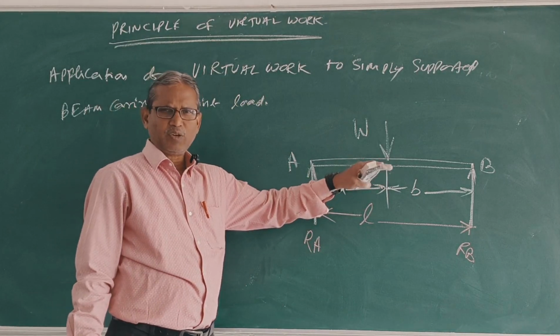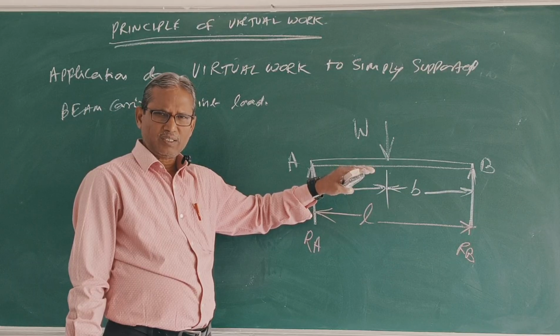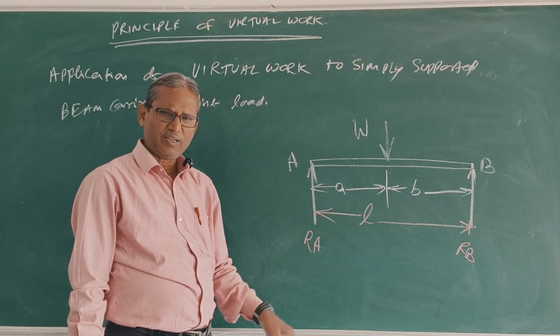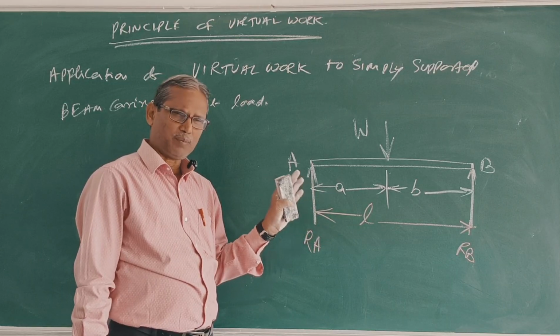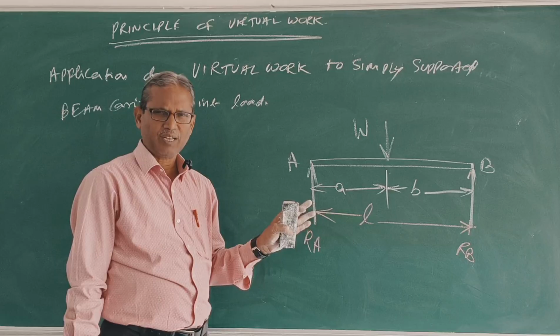The beam is in equilibrium condition. We have already calculated this RA and RB by equating sigma Y and sigma M. Now I will apply here the principle of virtual work. Clear?